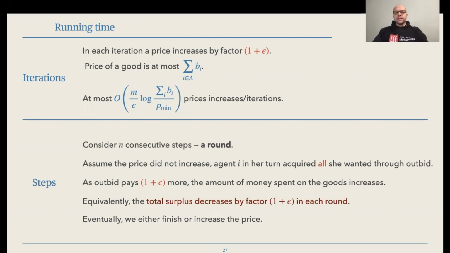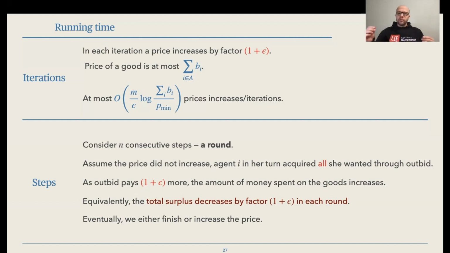Now for the steps, let us consider n consecutive steps, meaning that each agent takes a turn once, and let's call it a round. Now, if the price increase happened here, then we don't have to count it. It is counted already in the iteration. So let's assume that the price increase did not happen. What this means is that in every turn, every agent got everything that she wanted, and she got it through the outbid. And since the outbid pays 1 plus epsilon more than what was already spent, eventually the amount of money spent on the good increases. By how much does it increase?